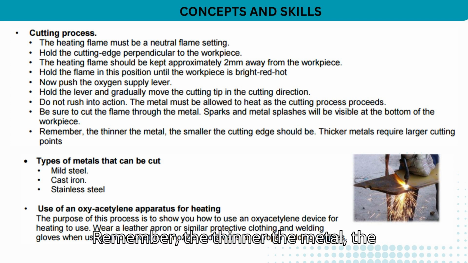Remember, the thinner the metal, the smaller the cutting edge should be. Thicker metals require larger cutting points. Types of metals that can be cut: mild steel, cast iron, stainless steel.